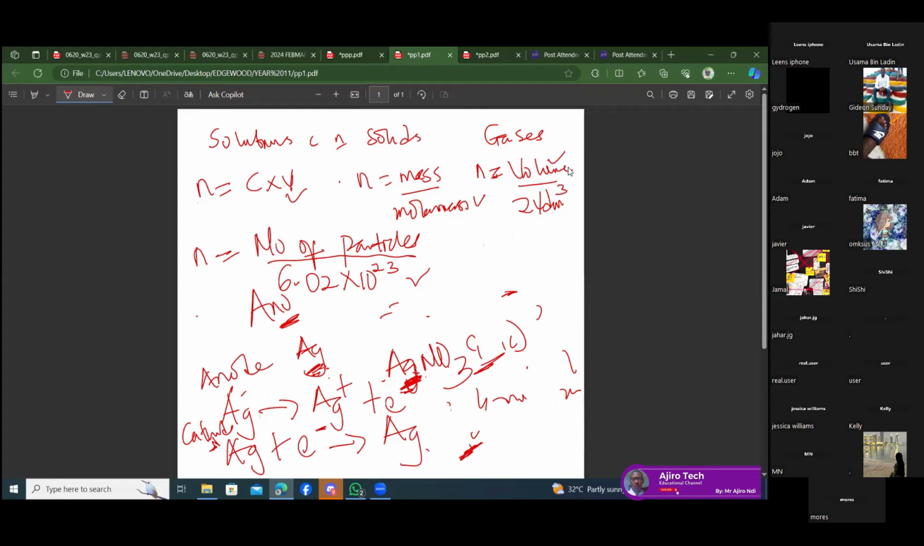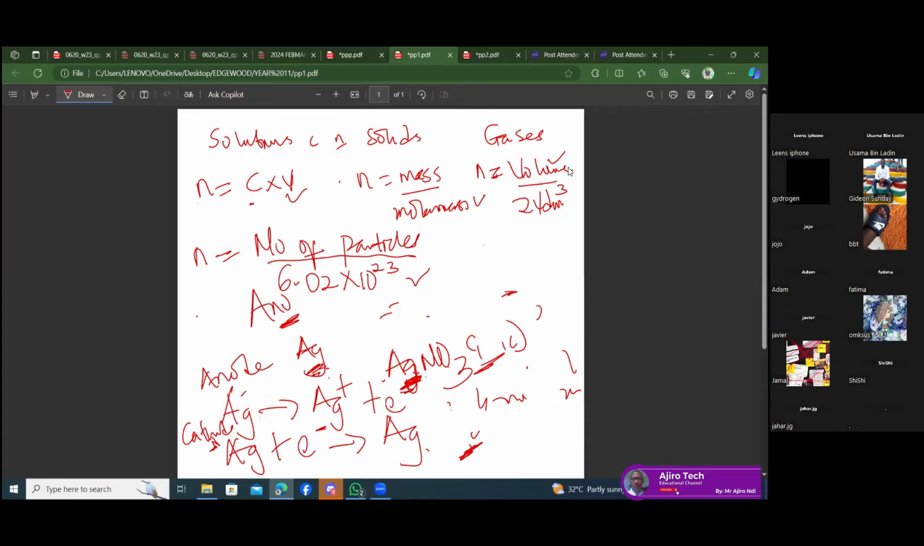Remember that when you're solving number of moles in terms of solution, the concentration is in mole per dm cube. So your volume needs to be in dm cube. You have to be careful to ensure that you convert your volumes to dm cube.